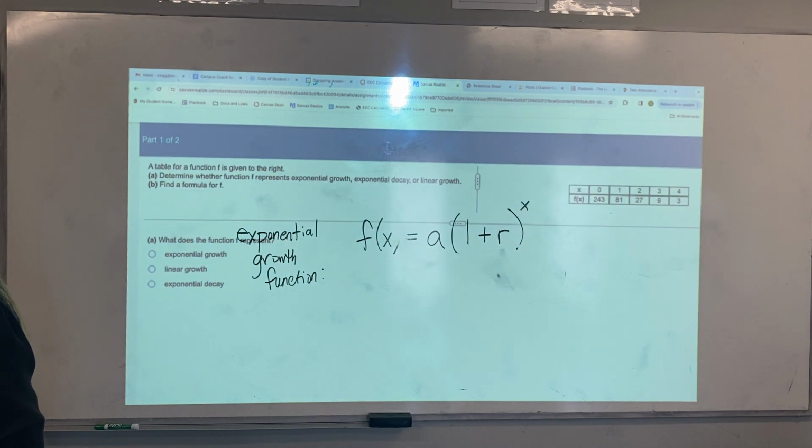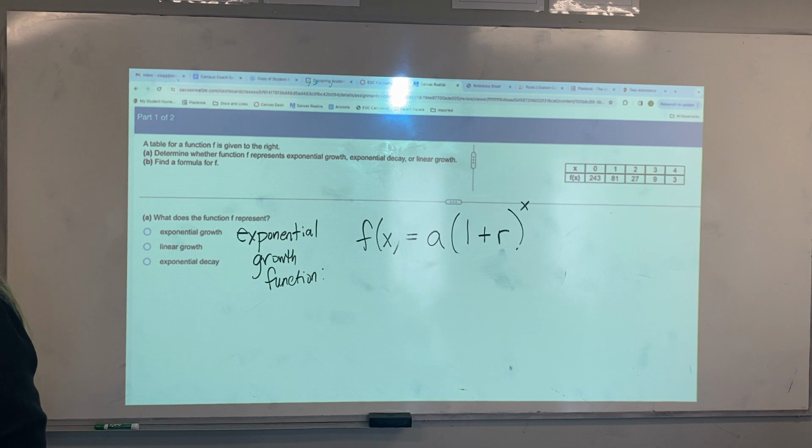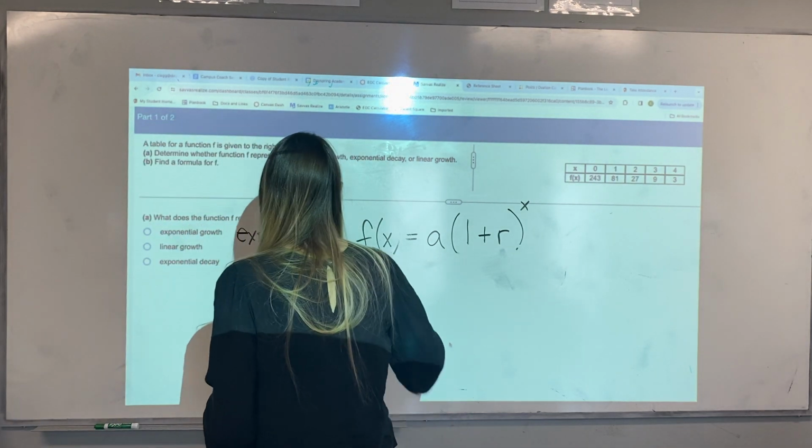Oh, this is easy. A table for a function f is given to the right. Determine whether the function f represents exponential growth, exponential decay, or linear growth. Find a formula, and then the second part will be to find the formula for the function f.